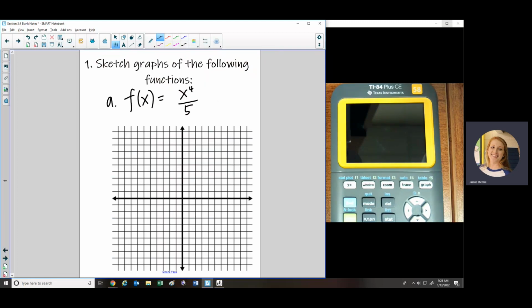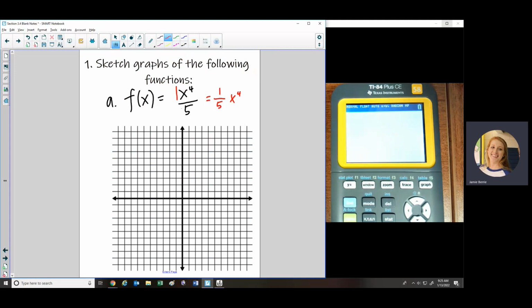All right, so let's start with f of x equals x to the 4th over 5. Now it's kind of hard, just the way it's written right here, to see what the coefficient is, but you could write it a little bit differently. You could say, okay, I'm going to pretend like there's a 1 there, and then write this as 1 over 5 times x to the 4th. So now you can clearly identify that the coefficient here is 1 over 5, and my power, or my exponent, is 4.